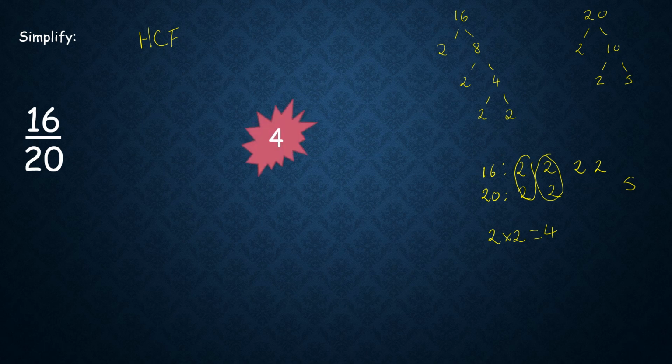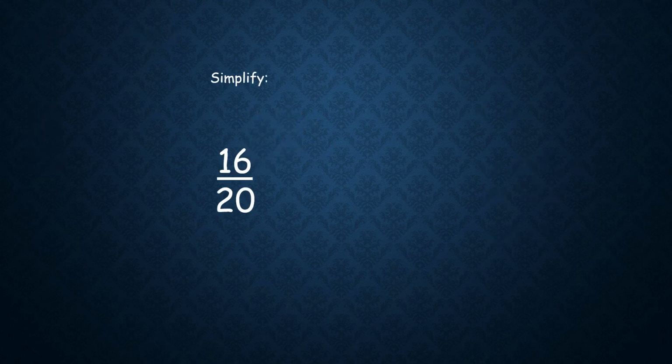So what I'm going to do now is divide both of those numbers by 4. So 16 divided by 4 is 4, and 20 divided by 4 is 5. So 16/20 is equivalent to 4/5, but 4/5 tends to be how we present it in exam questions because it's the simplest form of those numbers.